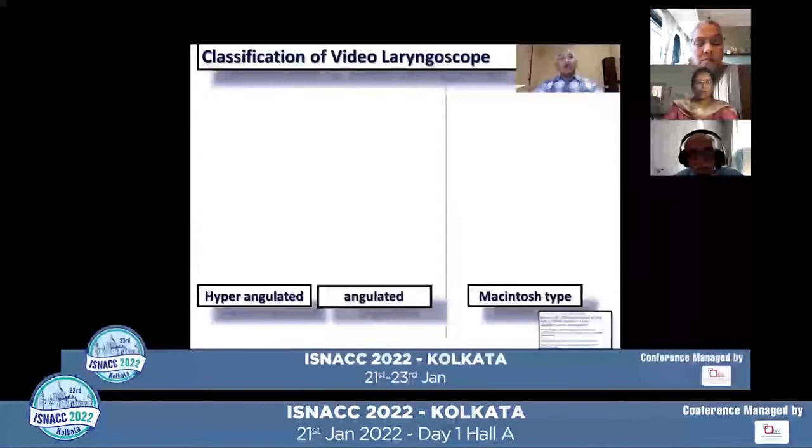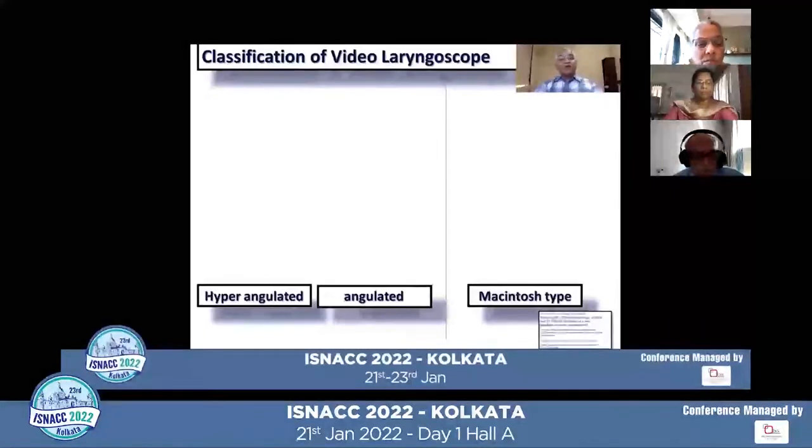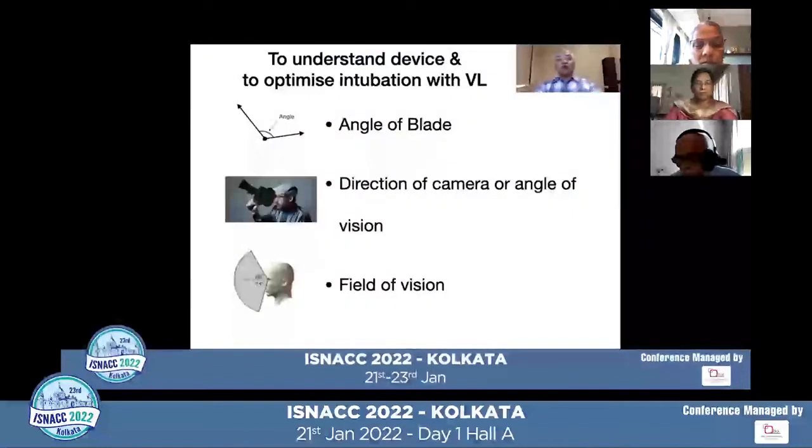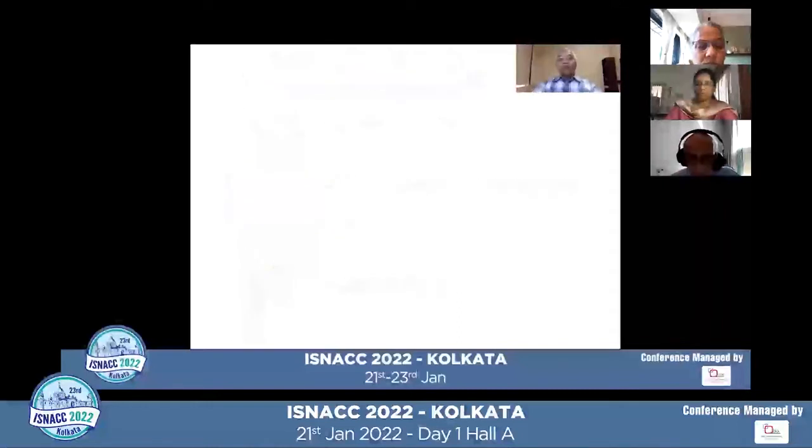So video laryngoscopes can be classified as anatomically shaped and non-anatomically shaped. Anatomically shaped can be hyperangulated or angulated channel video laryngoscopes, and non-anatomically curved could be the Macintosh type of video laryngoscope. So to understand the device and optimize intubation with the video laryngoscope, you have to understand the angle of the blade, which you have already understood. You also have to understand the direction of the camera, in which direction the vision is, and what is the area of vision which is available.